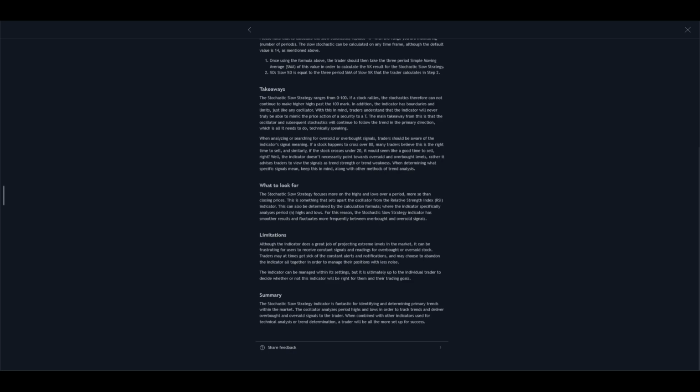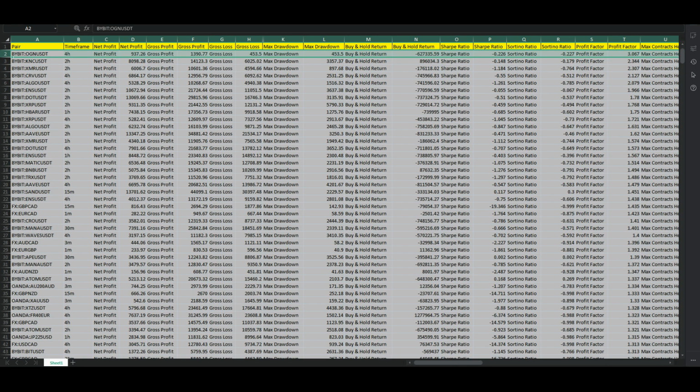Summary. The Stochastic Slow Strategy indicator is fantastic for identifying and determining primary trends within the market. The oscillator analyzes period highs and lows in order to track trends and deliver overbought and oversold signals to the trader. When combined with other indicators used for technical analysis or trend determination, a trader will be all the more set up for success.